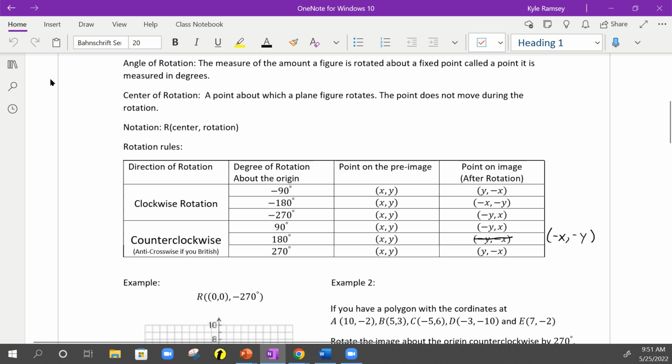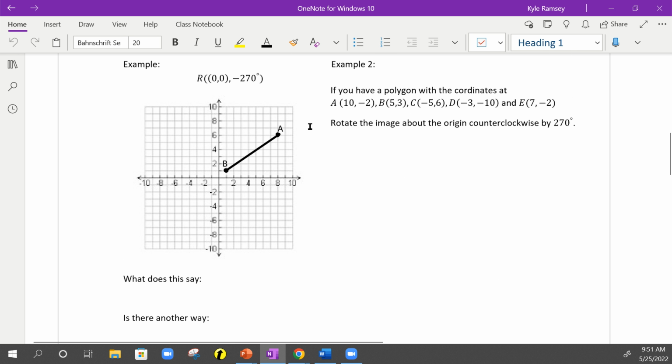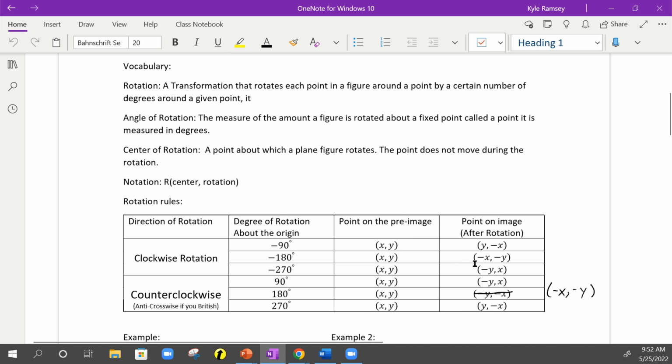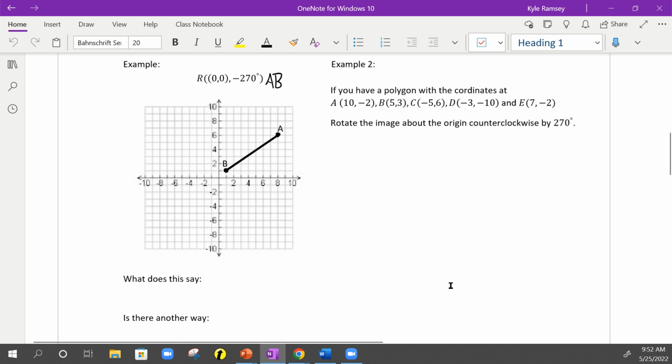Okay, so we have a couple of examples. We have a rotation about the origin of 270 degrees of this shape, AB. So we should have the A'B' as well. A little mistake that I made. What we're going to do is simply have a look at the shape and rotate it by 270 degrees. We can just look at our guideline. Our guideline up here says a negative 270 is simply a swap of the two and take the opposite of the first. So we see that B is at 1, 1 and A is at 8, 6.